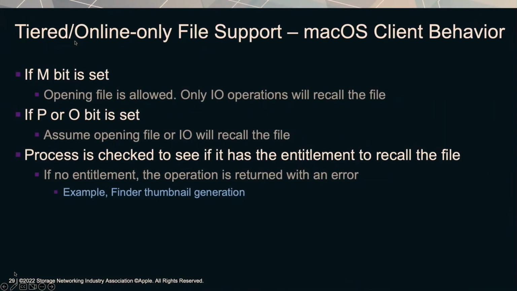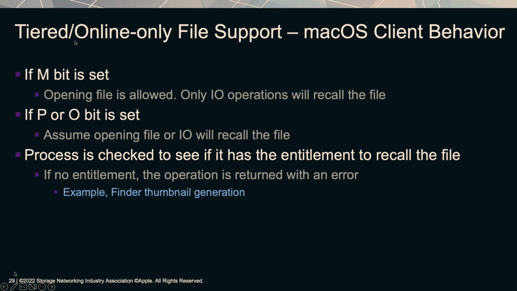Stepping up one higher layer to how our OS handles it. If the M bit was set, then we know that we can open the file safely, but we do know that read and write operations are going to recall the file. If the P or O bit is set, then we have to assume that just opening the file is going to recall the file. So either opening or any sort of IO would recall the file.